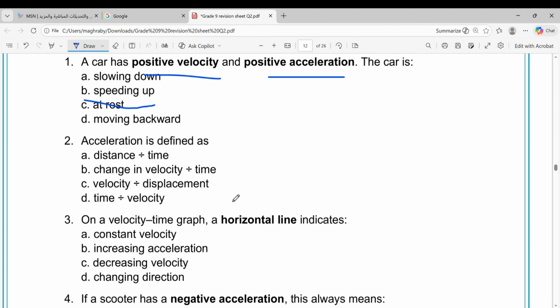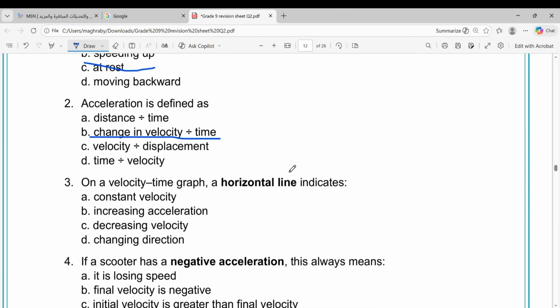Acceleration is defined as the change in the velocity over the time. Next one. On the velocity time graph, here is velocity and here is time. A horizontal line indicates what? Horizontal means what? Like this. Horizontal. So that means that the velocity with passing time is still constant. It means after 1 it's 10, after 2 it's 10, after 3 seconds it's 10. So that means it has constant velocity.